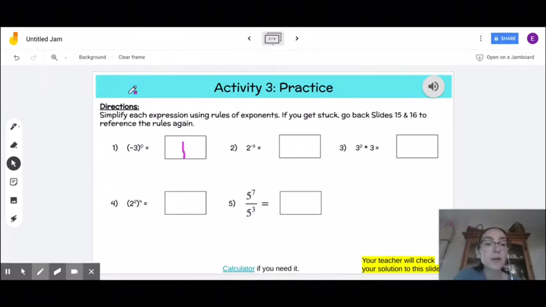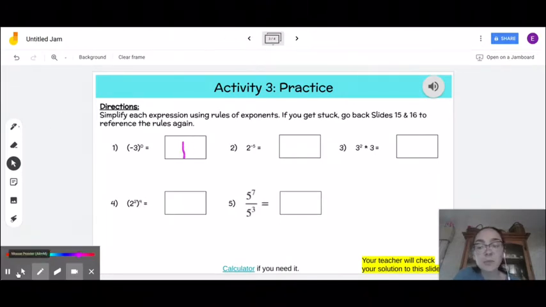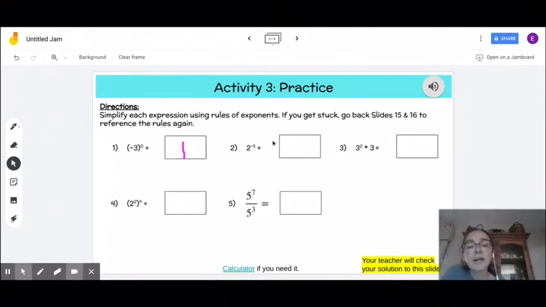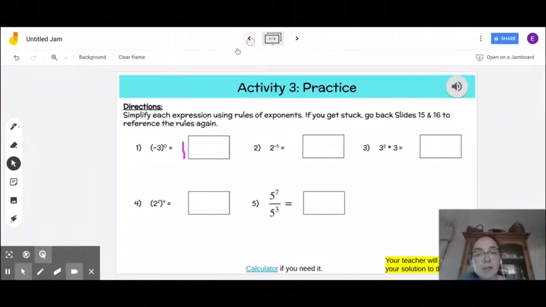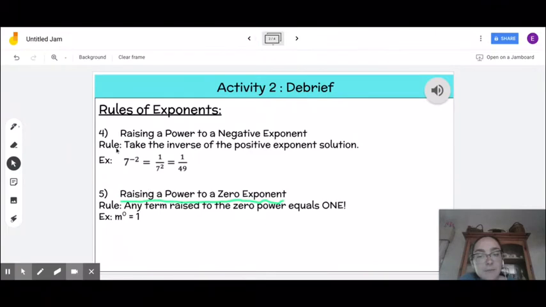Remember, do you see how I referred back to that slide to help me? That's what you need to do here, okay? So when we have this next one, we have, oh gosh, a negative exponent. I can't remember exactly what that rule is. So if I look back at my slides, look, a negative exponent right here. What we need to do is read this rule.